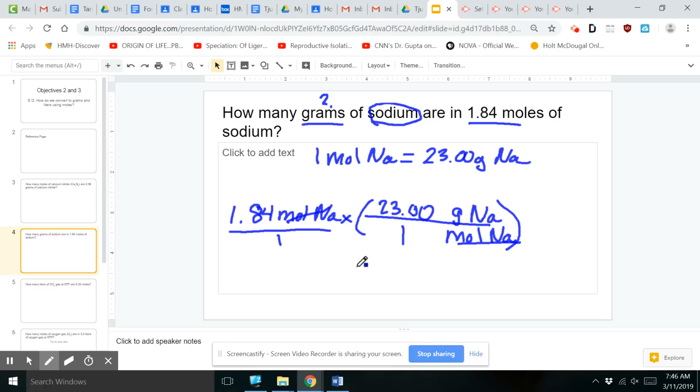So I plug that into my calculator, run out of space there, so I put it underneath. 1.84 times 23. And I'm going to get 42.32 grams of Na. That would be my answer. Okay. So hopefully this is going smoothly. It's coming back to when we were using density and the differences. Instead of using grams and liters, we're using grams and moles in this particular case. So these were our mass problems. Now we're going to go ahead and try some volume problems.